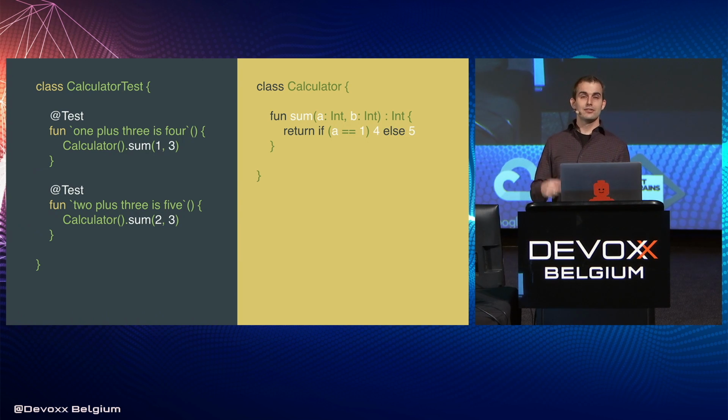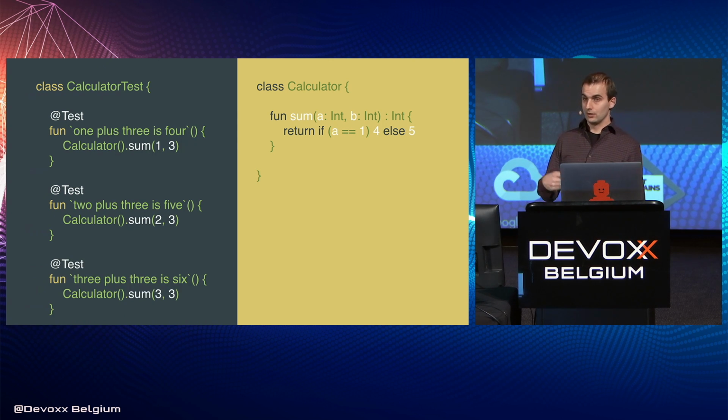Let's fix it. And the simplest way to fix that is just add an if-else statement. OK, we run the test. Everything is green. Can we refactor something? No. Next, we add a new test. 3 plus 3 is 6. OK, let's implement the code for that.